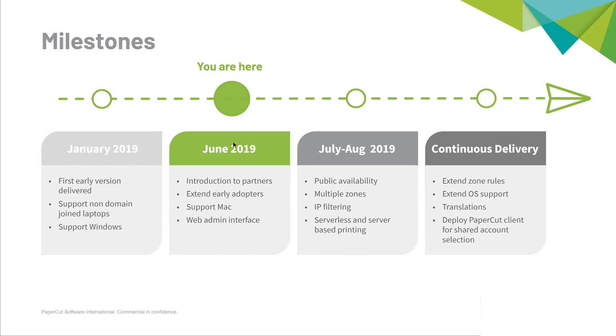Okay, fantastic. And then, as I mentioned a few times, there's a couple of things that will not be there at launch, but we're going to be adding these features through continuous delivery. So extending the zone rules, including that user group-based filtering, extending the operating system, so for end users to be able to print from Linux and Chromebooks. Now, when it comes to operating systems, on the server side, at launch, we will have support for Windows, Mac, and Linux. We're only talking about the end user.